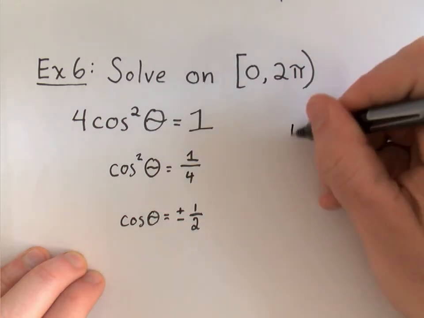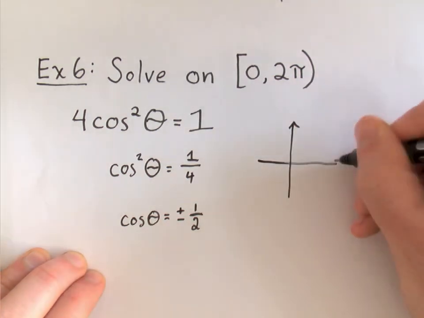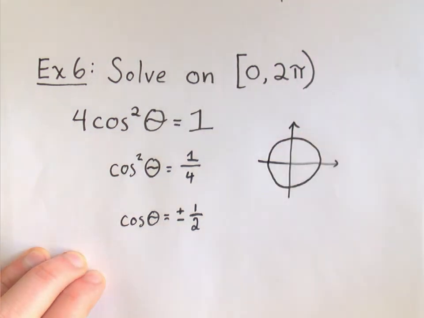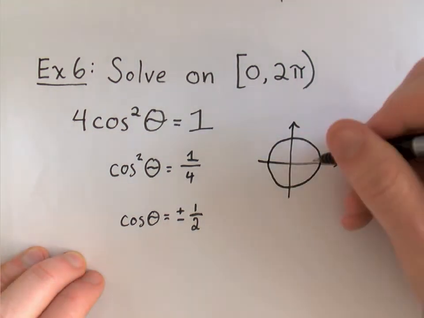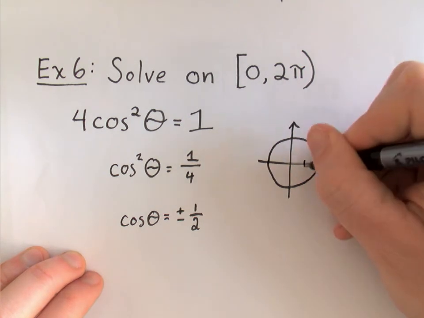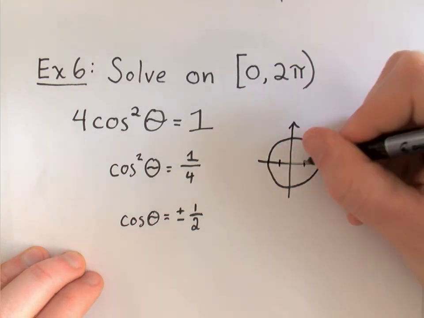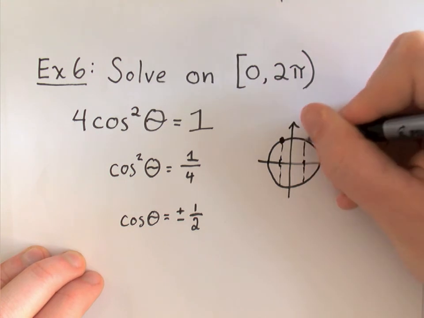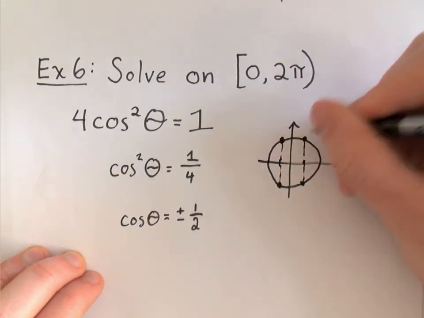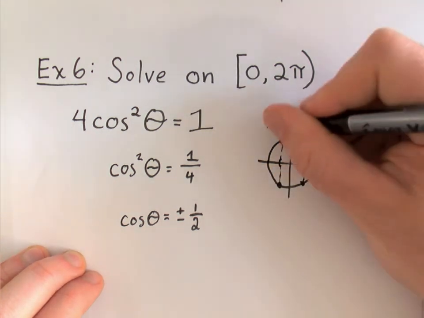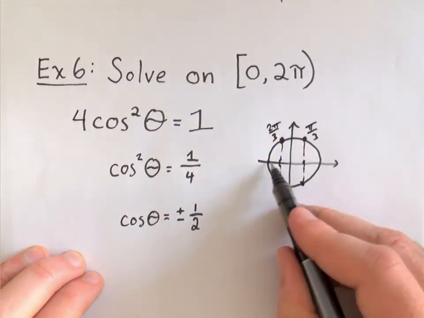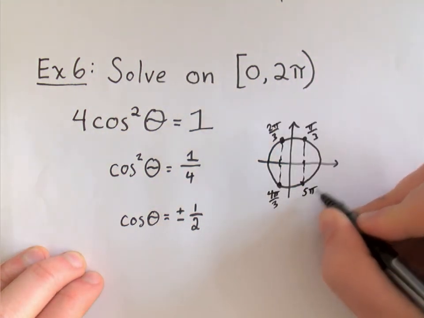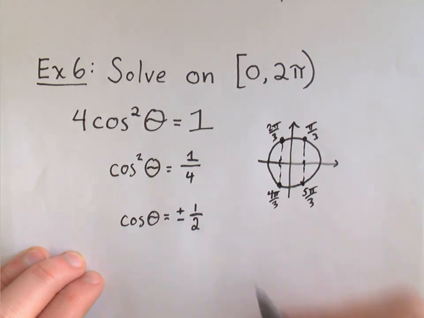I can still do it with my unit circle. Just want to know where the x coordinates, that one's more like a unit ellipse. Where is cosine positive 1/2? Where is it negative 1/2? And you can see that will give you 4 solutions, and all of them are pi over 3s. Pi over 3, 2 pi over 3, not 3 pi over 3, but 4 pi over 3, 5 pi over 3. Those are the 4 solutions.